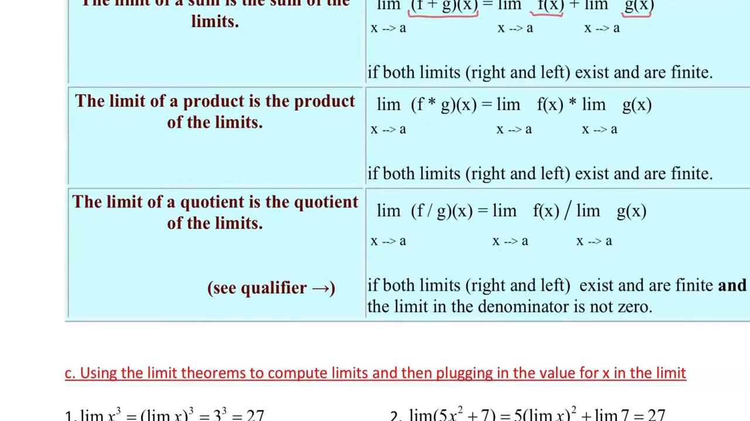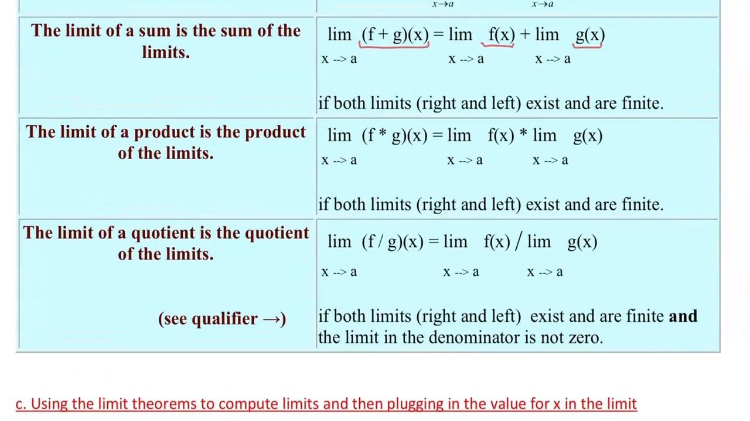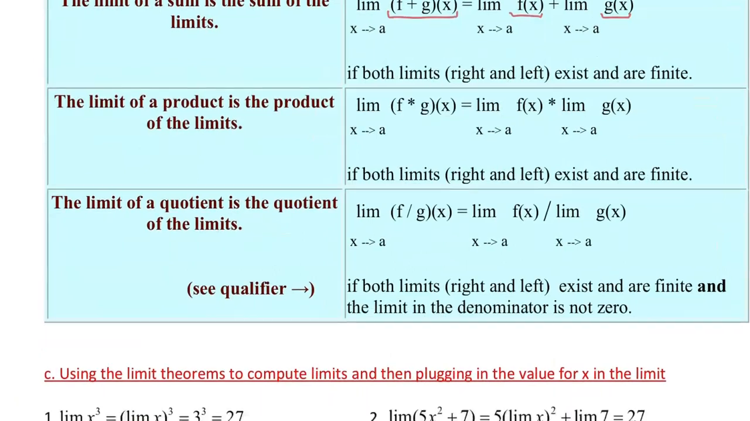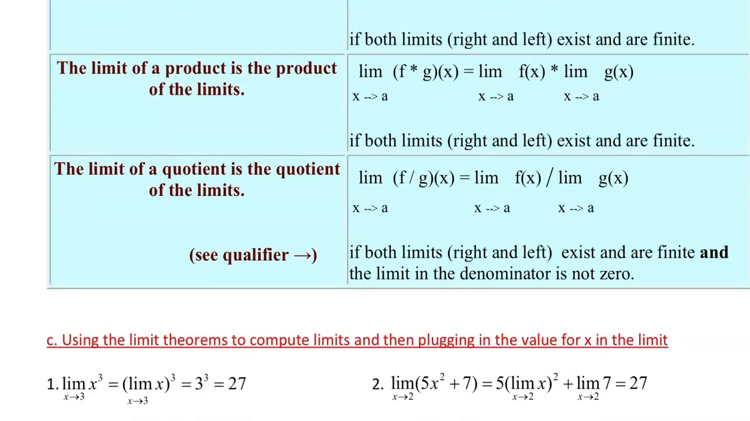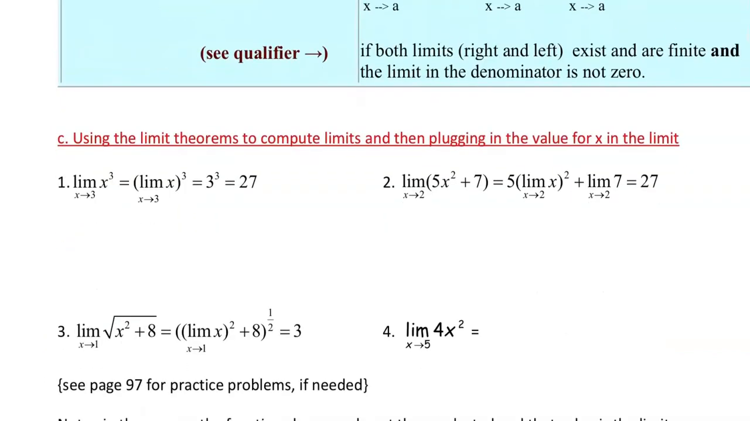The limit of a product is the product of the limits, same thing. If both limits exist, then you have a finite answer. If one of them does not exist, then you don't have a limit. Also, the limit of a quotient is a quotient of the limits, same thing. Remember, the limit in the denominator, which is the g of x, cannot go to 0, otherwise it does not exist.